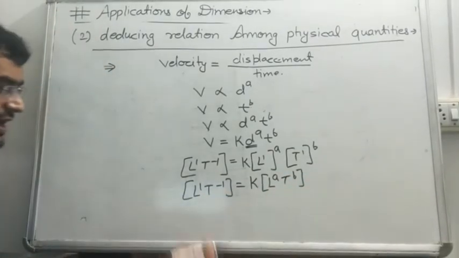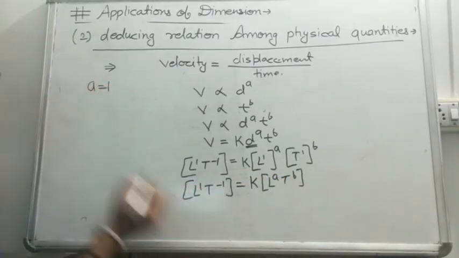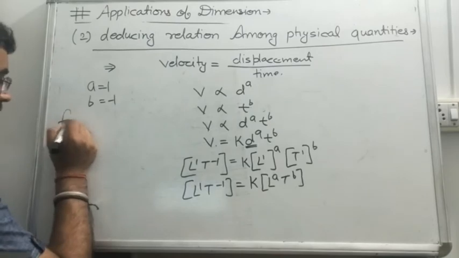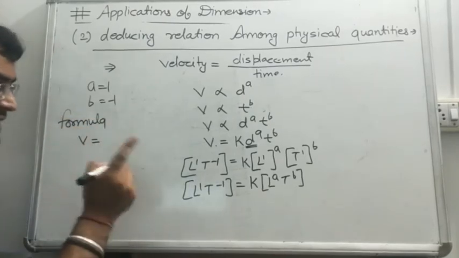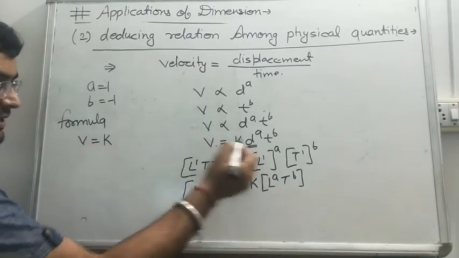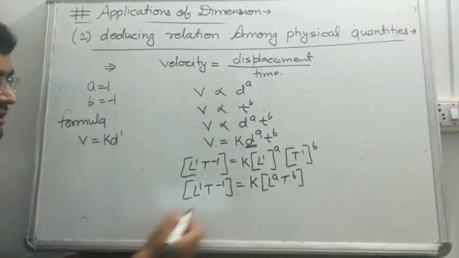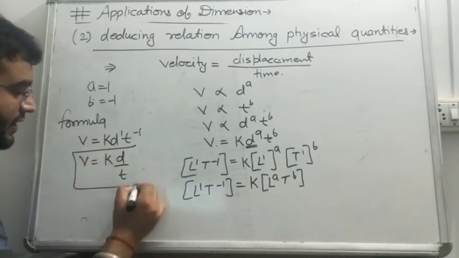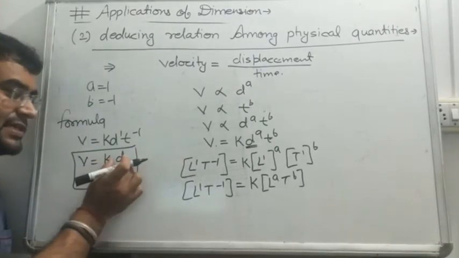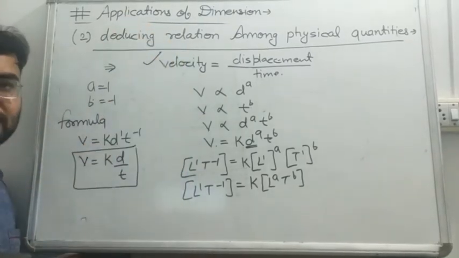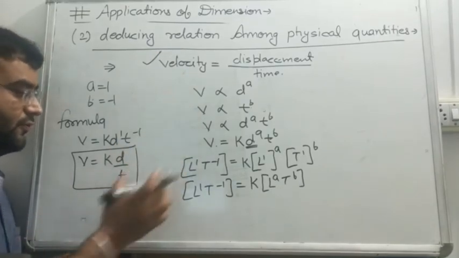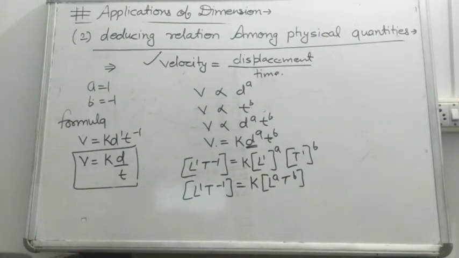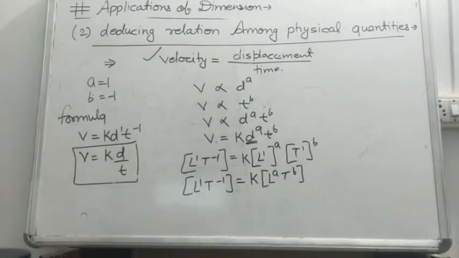When we compare both, the value of a equals 1 and the value of b equals minus 1. So the formula of velocity according to dimension may be k d to the power 1 and t to the power minus 1. That means v equals k d by t. And now if I put the value of k equals 1, then the formula is displacement over time, which we know. That means we can deduce a formula with the help of dimension. You can check the other questions also, that is also written in your book. Like I am taking a question from your book.